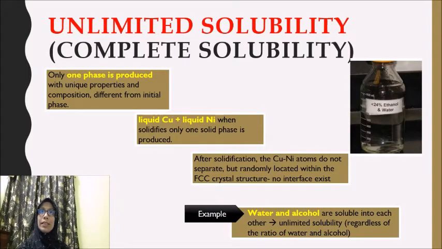Unlimited solubility or complete solubility means only one phase is produced, with unique property and composition different from the initial phase. Liquid Cu plus liquid Ni, when solidified, only one solid phase is produced. After solidifying, the Cu and Ni atoms do not separate but are randomly located within the FCC crystal structure. No interface exists. For example, water and alcohol are soluble in each other, with unlimited solubility regardless of the ratio of water and alcohol.